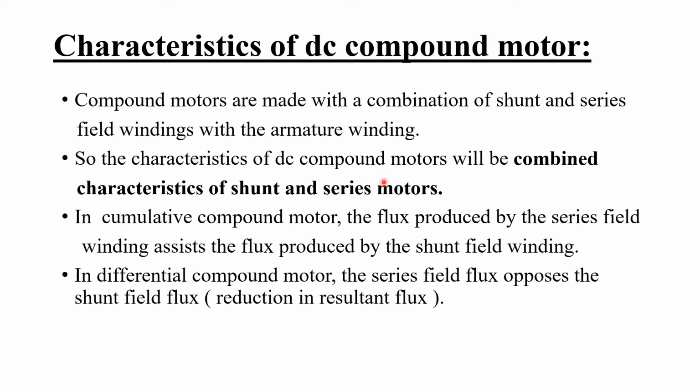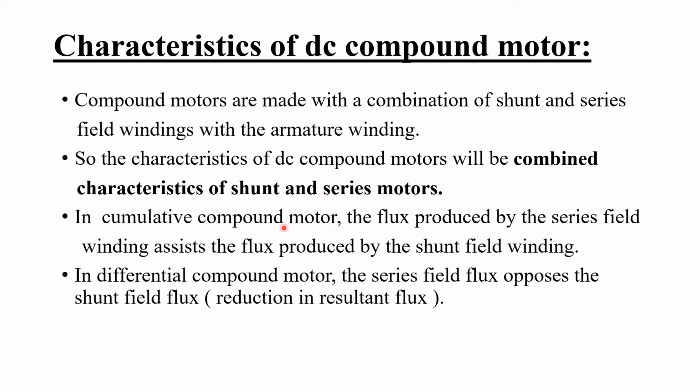We know that for DC compound motors there will be a shunt field winding and a series field winding, and based on the connection of these field windings, compound motors can be of two types: cumulative compound motors and differential compound motors. We already discussed these classifications of compound motors in detail in the previous videos. For more details you can refer to those videos.